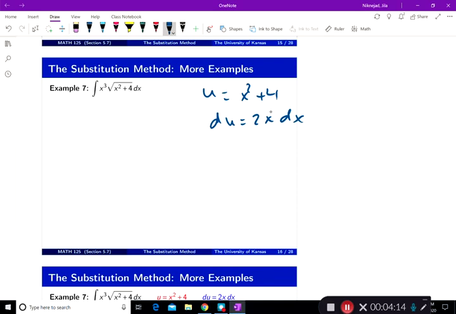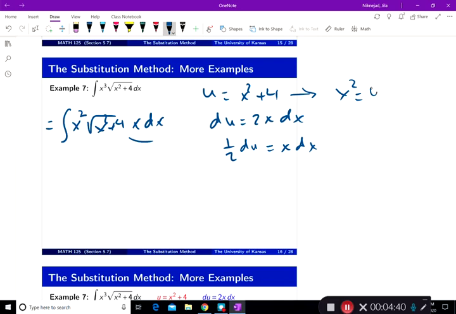What I noticed this time is that I can regroup things. I can regroup x to the third as x squared and x dx. So x dx over here will give me 1/2 of du. Then x squared itself can be solved for: x squared is u minus 4. So what I end up with is u minus 4, u to the power 1/2, du times 1/2.